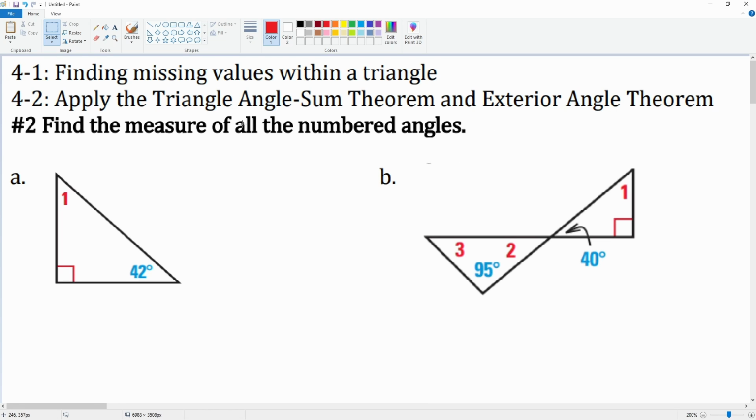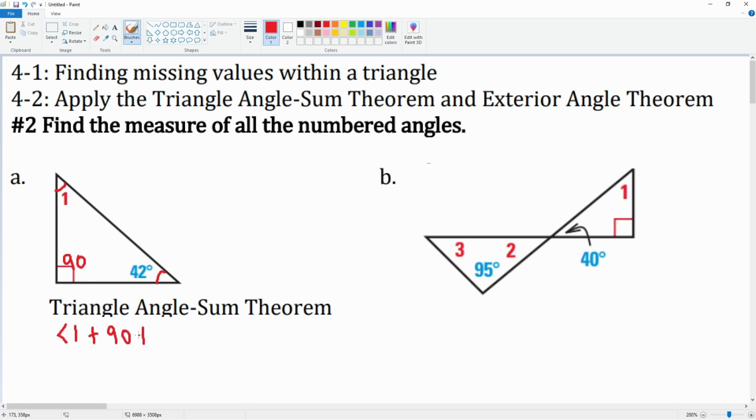Here, we notice we're all looking at the angles here. And all these angles will add up to 180 degrees because that is considered to be the triangle sum theorem. Okay? So we can apply that theorem and we can write the equation down. So angle 1 plus that 90 degrees plus that 42 is going to be equal to 180 degrees.